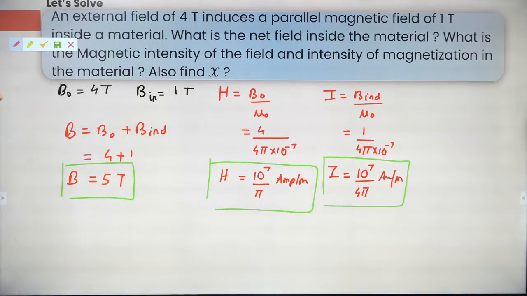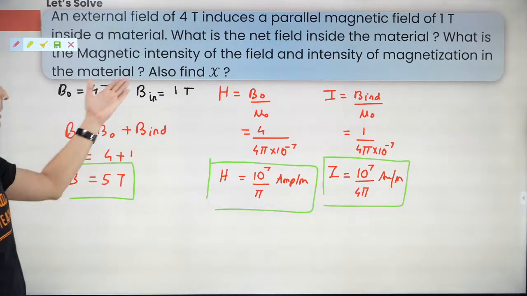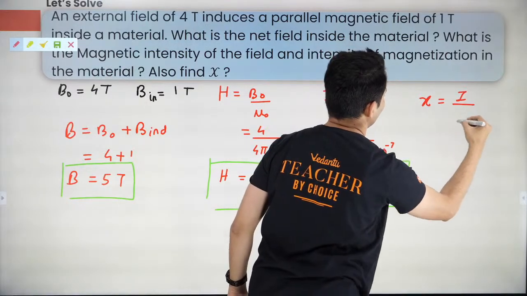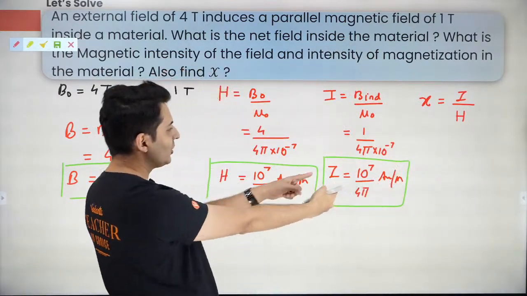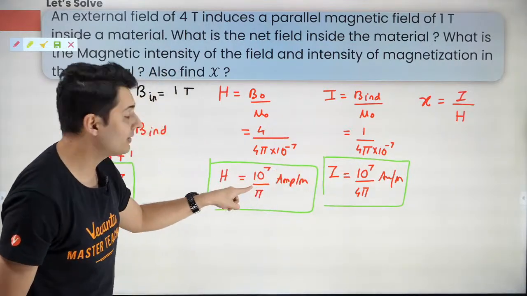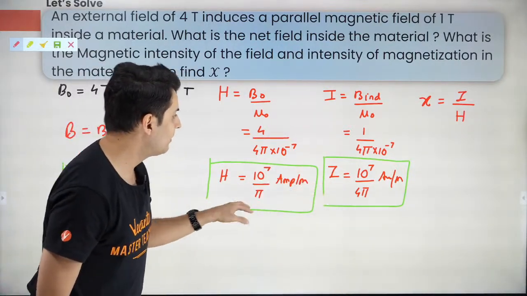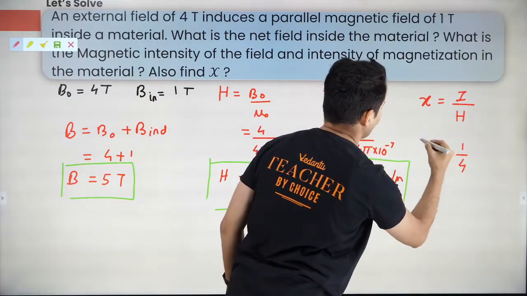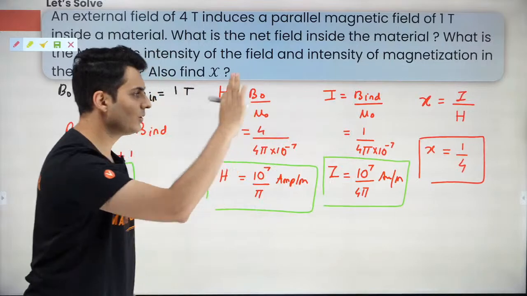Lastly, we have to find out X. How do we find out X? That's also simple. Remember, X is I by H. X was I by H. So this divided by this. Just divide these two, guys. 10 to the power 7, 10 to the power 7 gone. Pi gone. So you will just have 1 divided by 4. So that's the value of X. That's also taken care of.